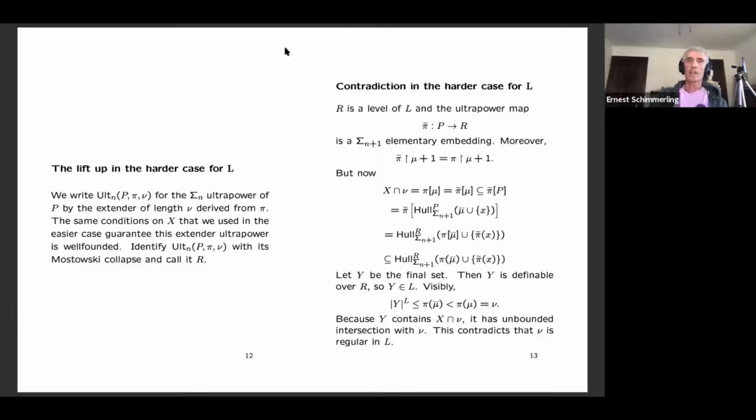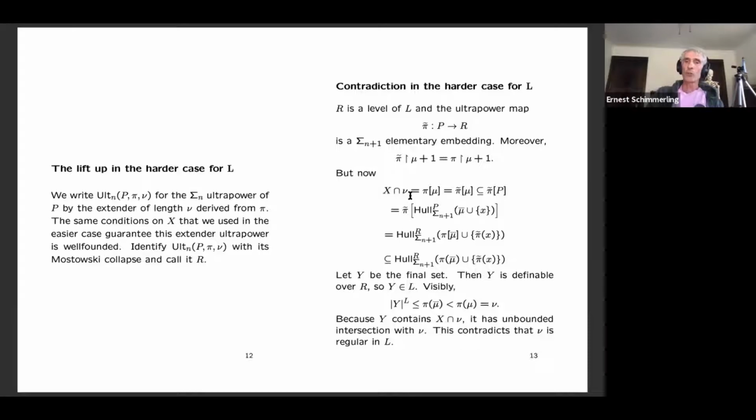Okay, and then now I'm going to go faster and just say what some analysis shows. I'll do a little bit of it, but some analysis shows that R is a level of L. The map pi tilde from P to R is actually Sigma n+1 elementary. It agrees with pi up to mu+1. Okay, and now we get a contradiction. So the harder case doesn't even happen.